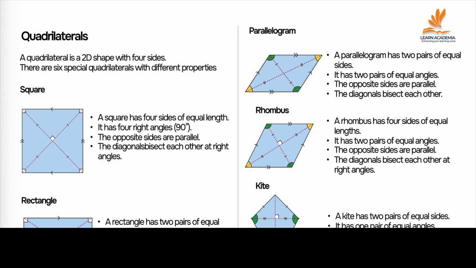It says a square has four sides of equal length, and it also has four right angles. So between the vertices of a square, you have right angles right there, 90 degrees. And it says the opposite sides are parallel, and the diagonals bisect each other at right angles.